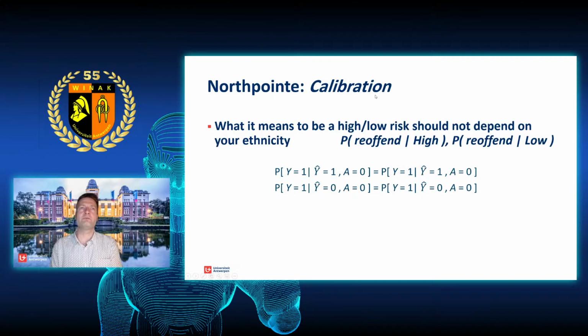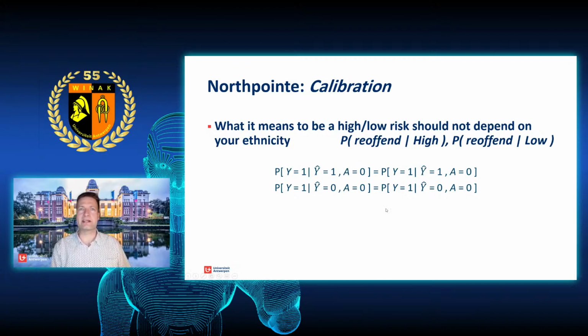The Northpointe calibration basically means that the probability that you're a reoffender, given that you're in the high risk category, and the probability that you're a reoffender, given that you're in the low category, should not depend on your ethnicity. So that was basically what I was saying. There is no such thing as a high black risk and a high white risk. If you're high risk, it means 70% probability of reoffending, period. It's not like if you're black and high risk, it's 80%, and if you're white and high risk, it's 90%. No, it should be the same for both of them.